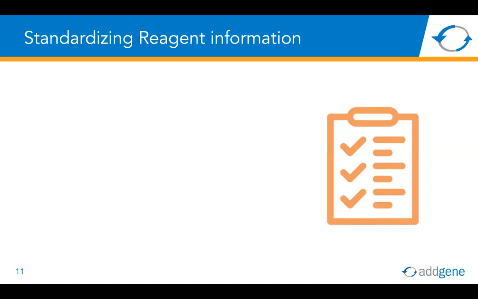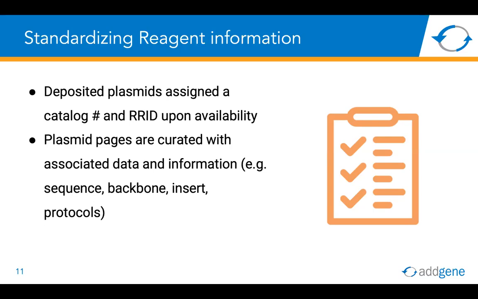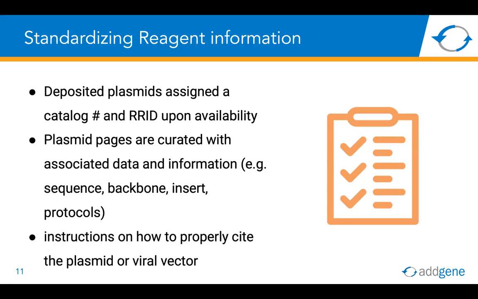And another way that we enable reproducible science is by standardizing reagent information. All of our deposited plasmids are assigned an Addgene catalog ID number, as well as an RRID upon availability. And so this makes sure that researchers can uniquely identify these reagents. All of our plasmid pages are also curated with associated data and information, which I'll get into in a little bit with an example.